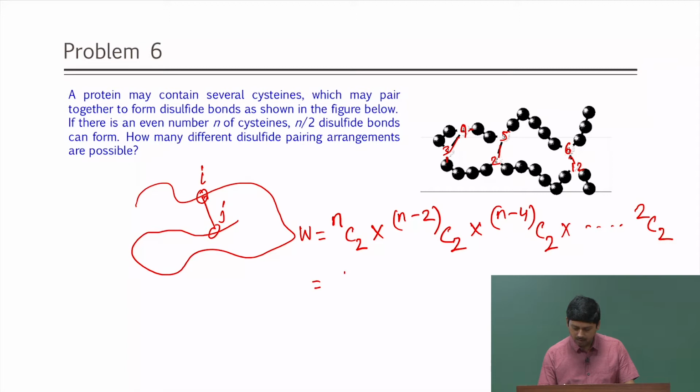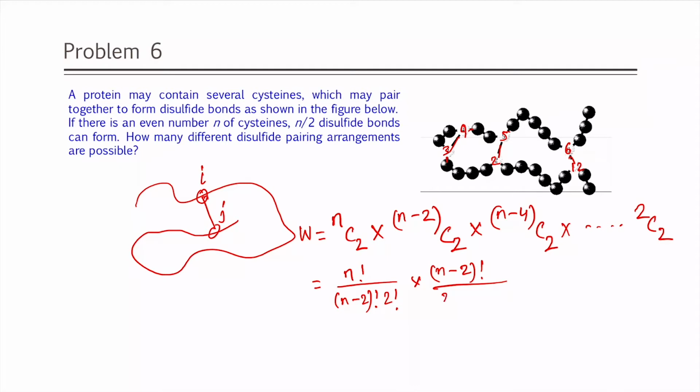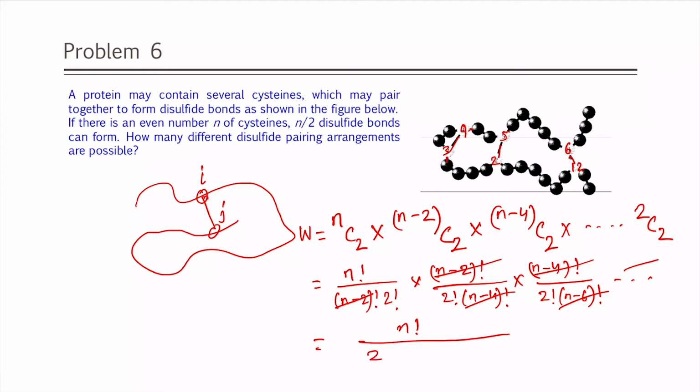Now, if I write it down, it will be n factorial by n minus 2 factorial and 2 factorial, followed by n minus 2 factorial by 2 factorial and n minus 4 factorial, followed by n minus 4 factorial by 2 factorial and n minus 6 factorial, and it will continue. So, n minus 2 factorial and n minus 2 factorial will cancel, n minus 4 and n minus 4 will cancel, and as you can see, we will end up with n factorial by 2 factorial, 2 factorial, 2 factorial and things like that.